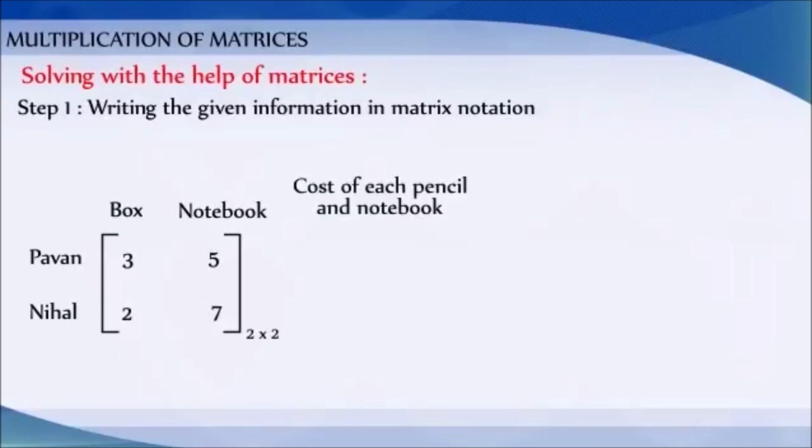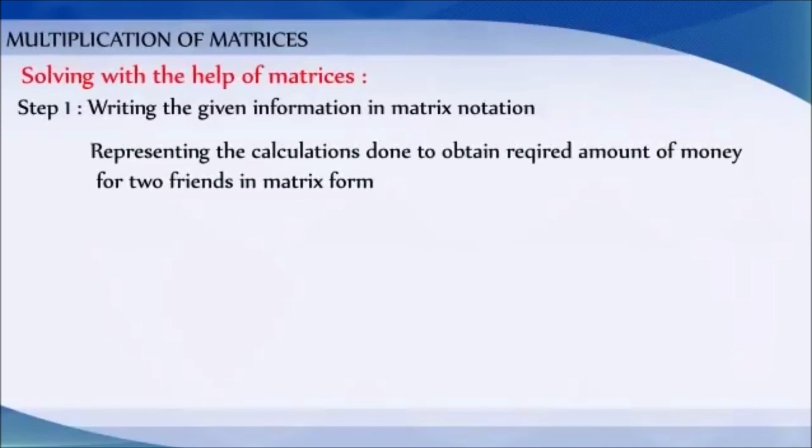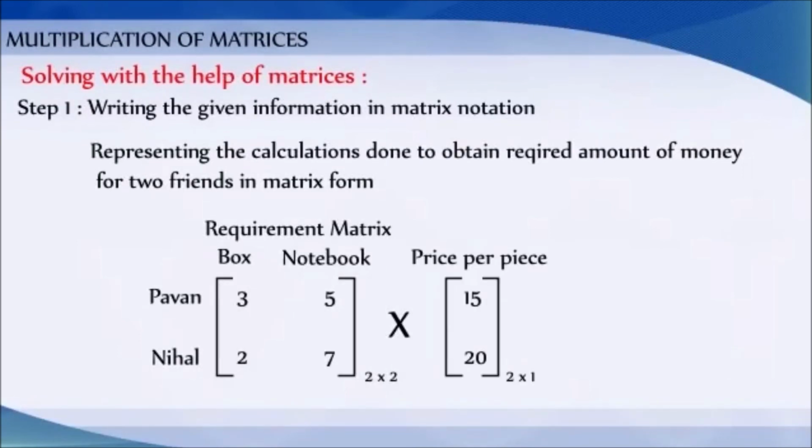Similarly, the cost of each pencil and notebook can be represented with the help of a 2 by 1 matrix. We calculated the money needed by each of them as 145 rupees and 170 rupees. Let us represent this information also as a 2 by 1 matrix. We can even represent the calculations done to find out the requirement of money for the 2 friends with the help of matrices. This matrix is nothing but the product of the requirement matrix and the price per piece matrix.